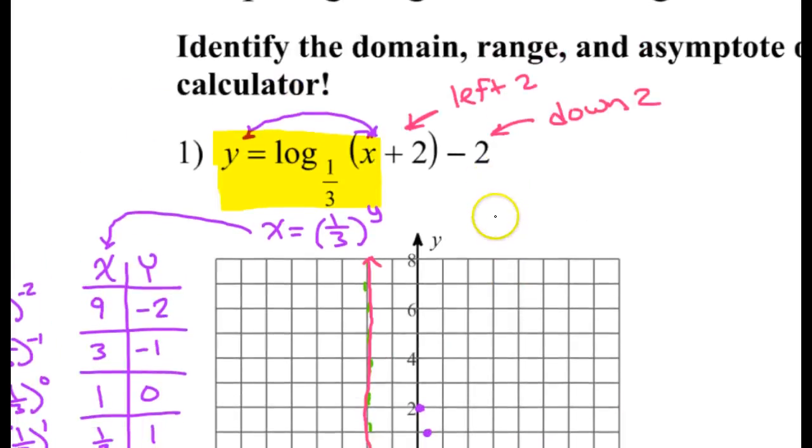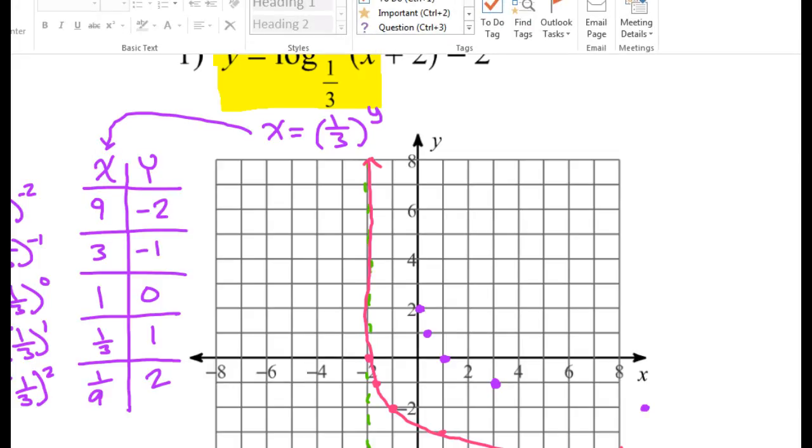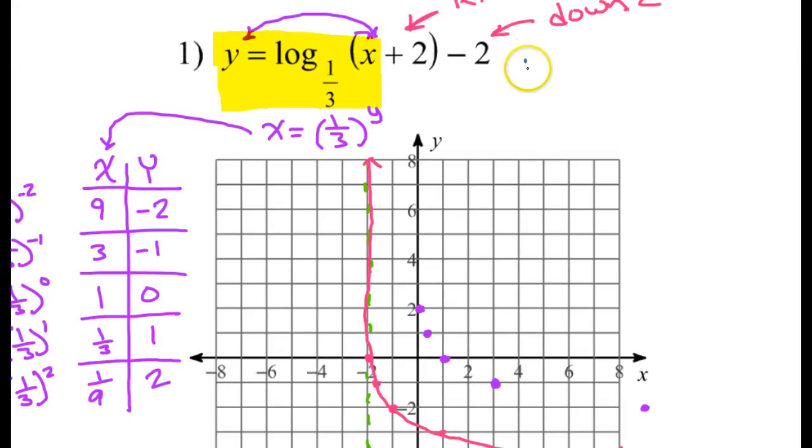Okay, so they wanted the domain, the range, and the asymptote. The domain is how far it goes from left to right. So that's going to be -2 to infinity, with parentheses on the -2 to show that it never actually reaches the asymptote.